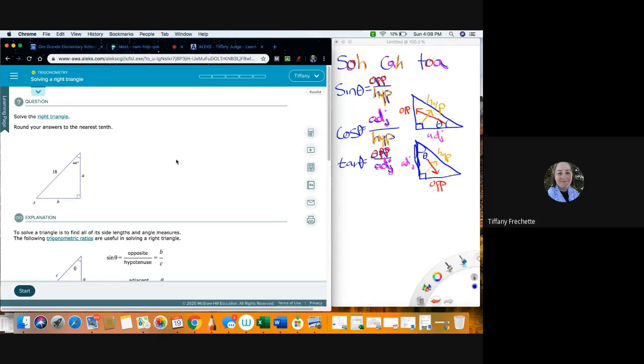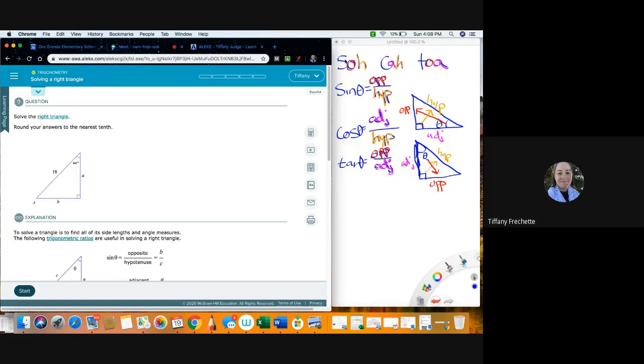Solving a right triangle. All right, at this point, we've done quite a few topics on trigonometric functions. So sine, cosine, or tangent. Off to the right side, I have my three trigonometric functions. And at the top here, this is just a saying to help you remember. So SOHCAHTOA, it's kind of a silly thing, but it helps you remember the order.